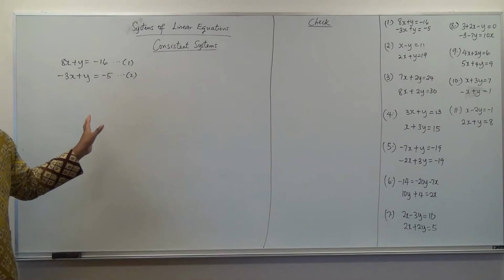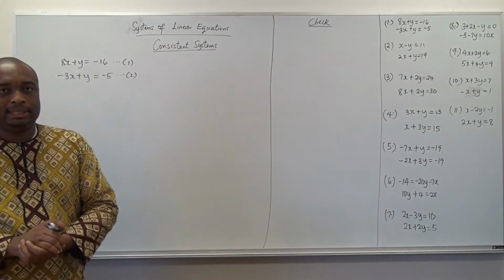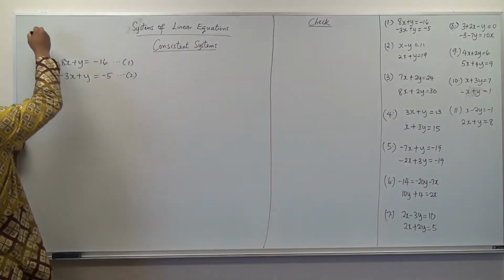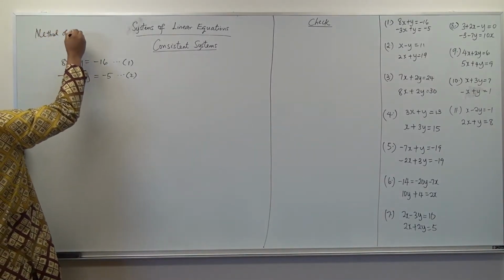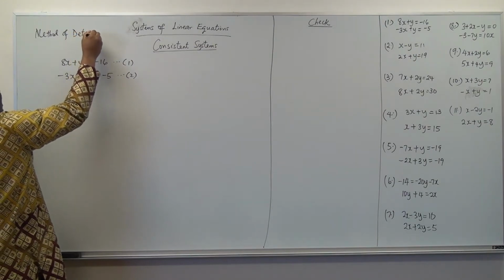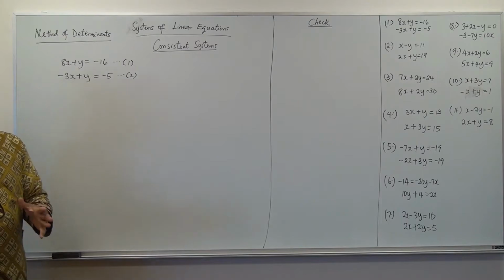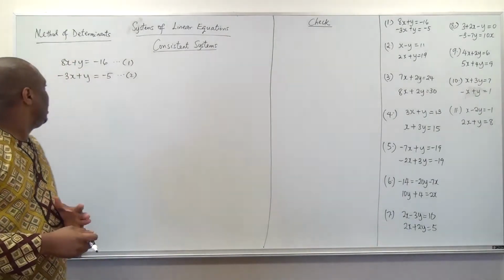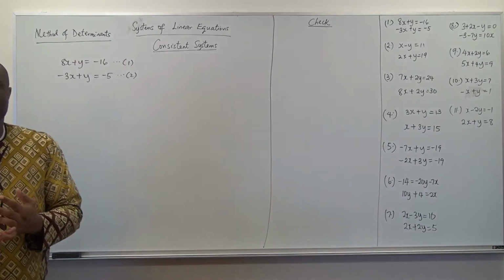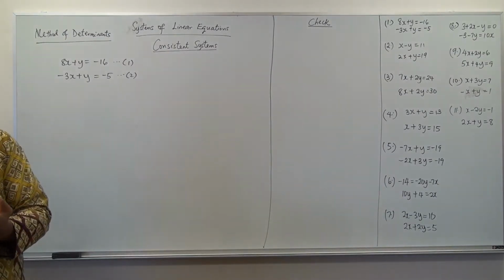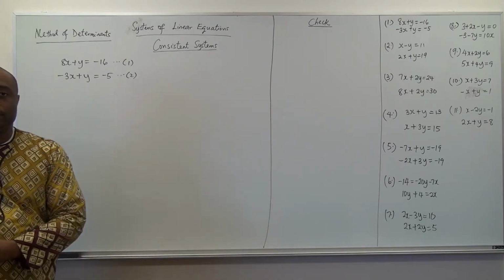One good thing about this method of determinants is that it is very, very easy. Some people call it Cramer's rule. In some textbooks you see it as Cramer's rule. But it's pretty much easy. I prefer it to the substitution method or elimination method or graphing method. I prefer using the method of determinants.